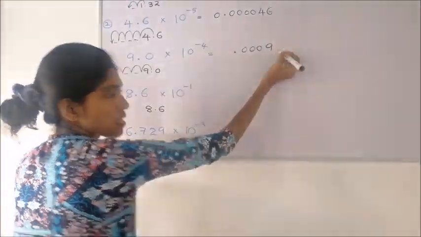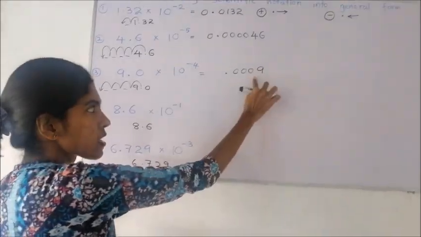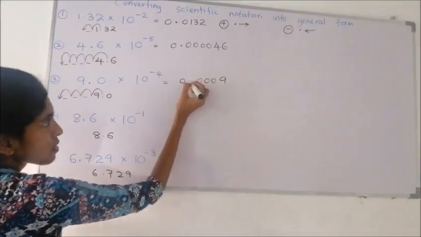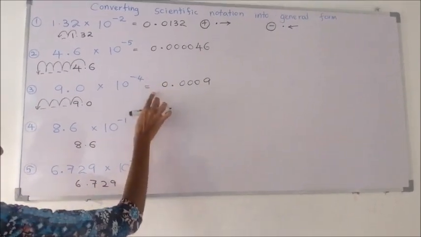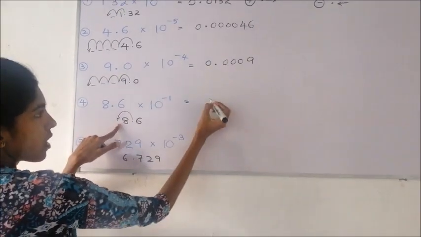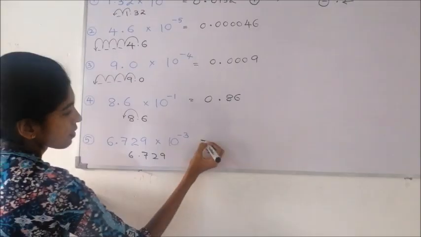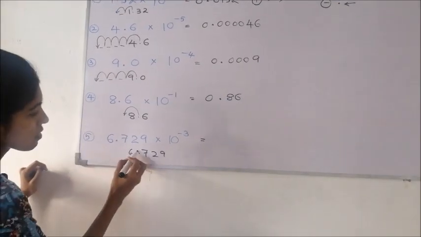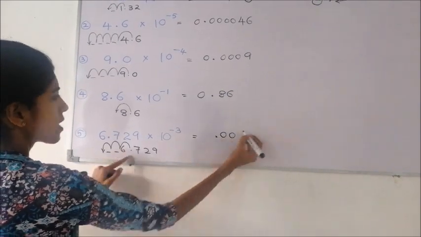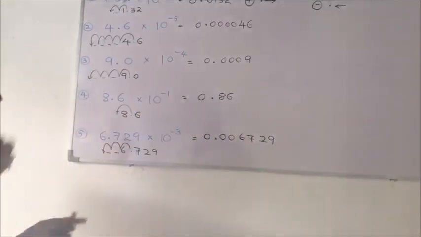Do we need to write zeros at the end in decimal numbers? No need. In the middle we can write zeros, but at the end we do not need to place zeros. And before the decimal point also place 0. Here -1 means only once, right? Now the decimal point, 8, 6, before the decimal point 0. Here 10 to the power -3, that means 3 times we need to move. For the 2 spaces put 2 zeros, and 6, 7, 2, 9, all the other digits should be written, and before the decimal point another 0.